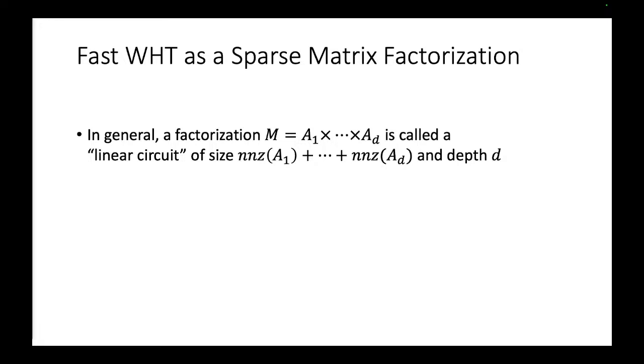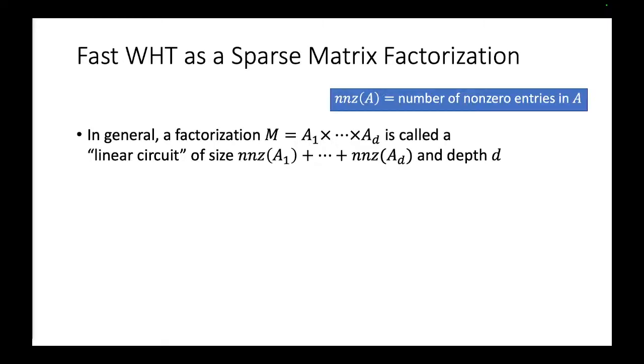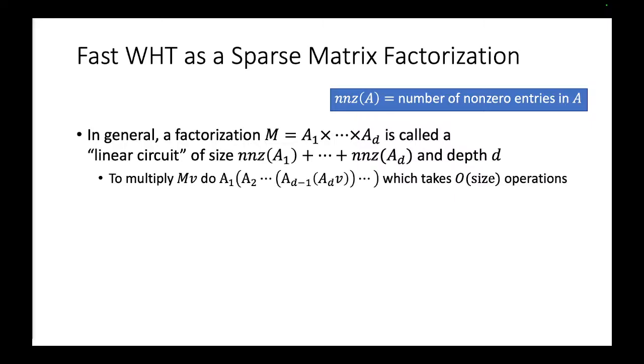And how do we measure its size and its depth? Its size is going to be the sum of the number of non-zero entries in each of the matrices, and its depth is just the number of different matrices in my factorization. Why do I say that's the size? Well, if you want to multiply the matrix times the vector, you can just one by one from the right to the left multiply all the sparse matrices by the current vector, and the total operation count will be order of this size. Okay, so these are what I'm going to be talking about.